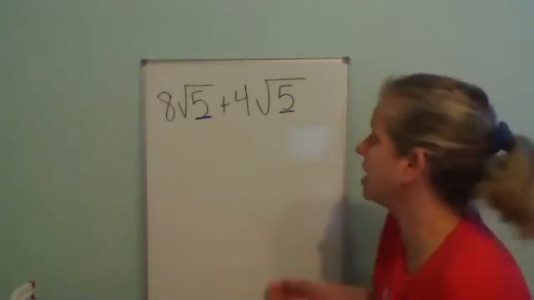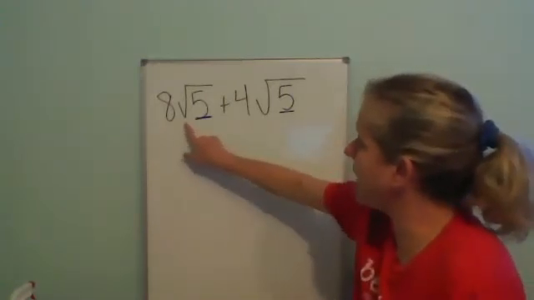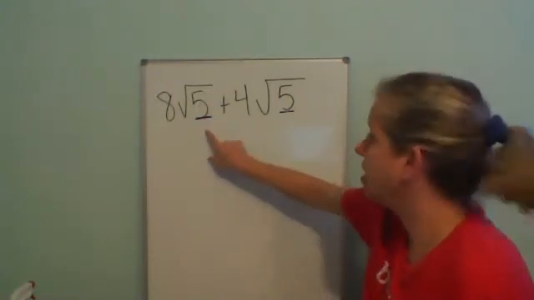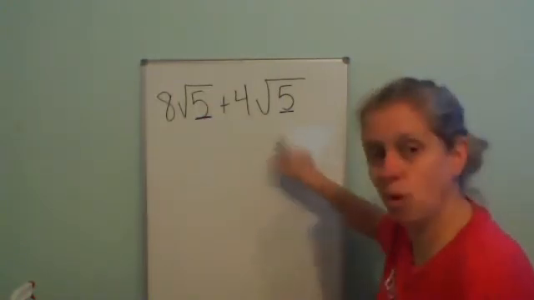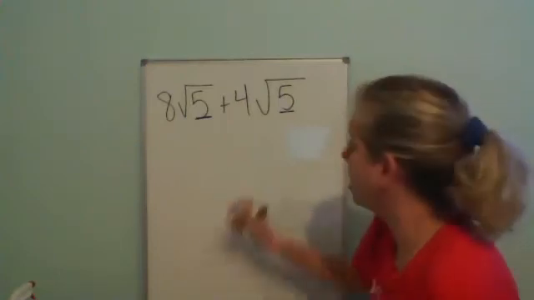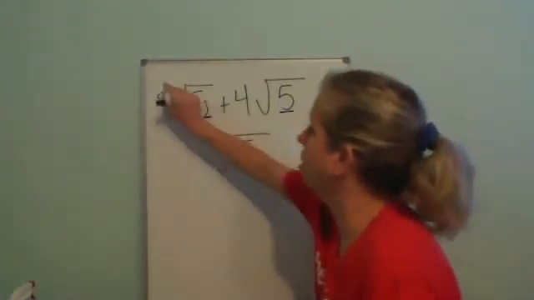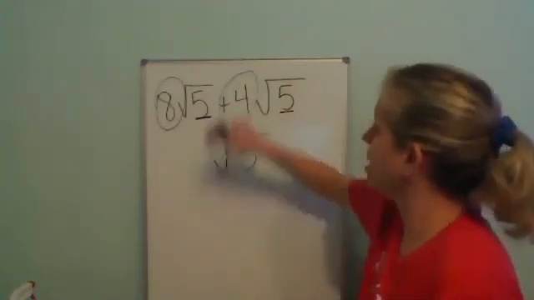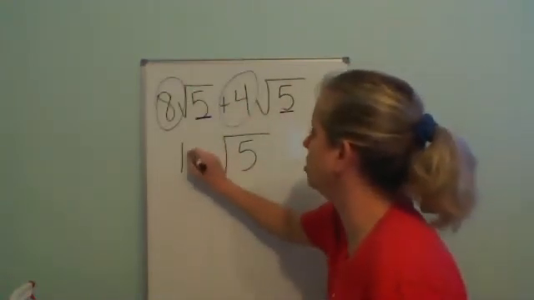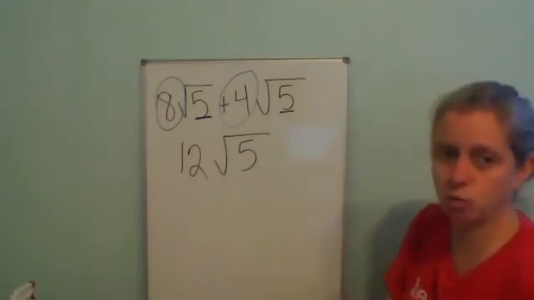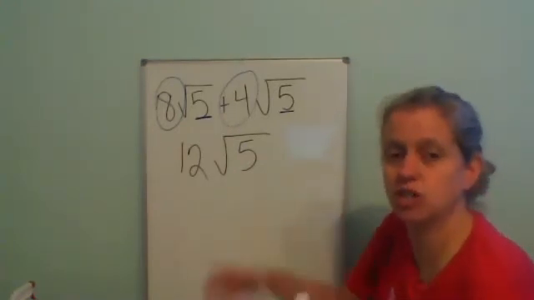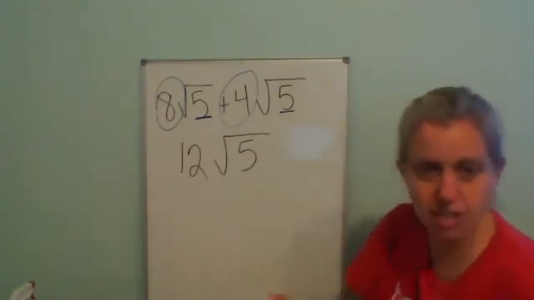You're combining like terms. Let's see, if you've got 8 square roots of 5, and then you add to that 4 more square roots of 5, how many square roots of 5 do you have? Well, you've got 8 of them here and 4 of them there, which means altogether you've got 12 square roots of 5. So you're just putting your square roots of 5 together.